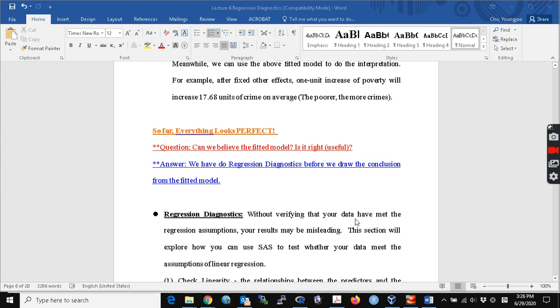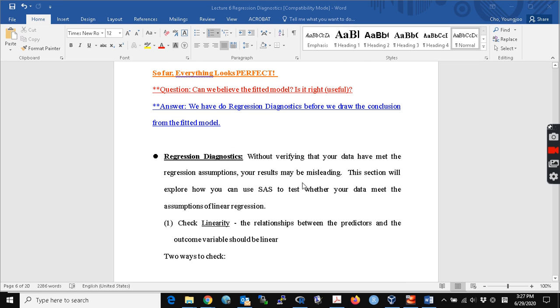So far everything is okay. Then the question is, is our model okay? Is it right? For that, we need to do regression diagnostics before we draw conclusions from the fitted model. I mean, people usually think that if they fit the model, that's the end. But that's not the end. It is very important to check the regression assumptions and issues of collinearity and influential points that I mentioned before.